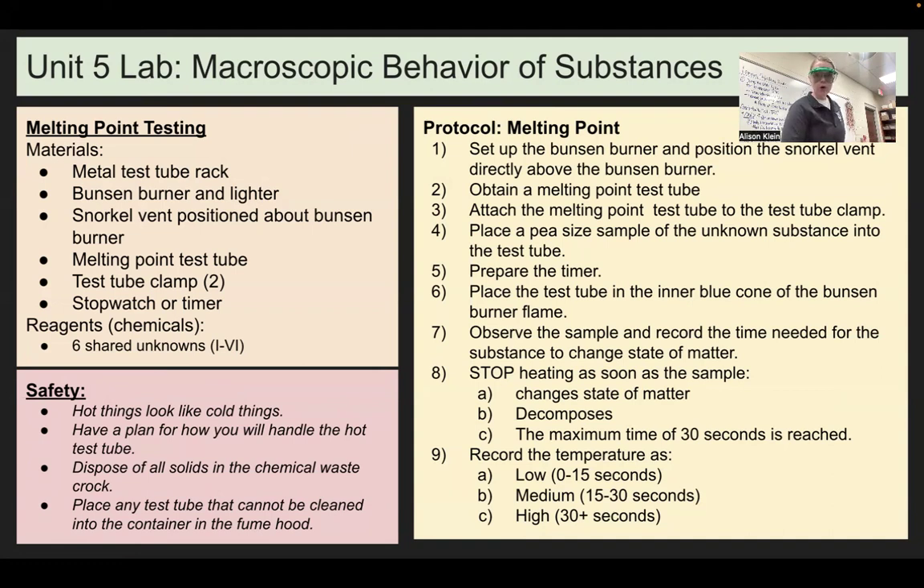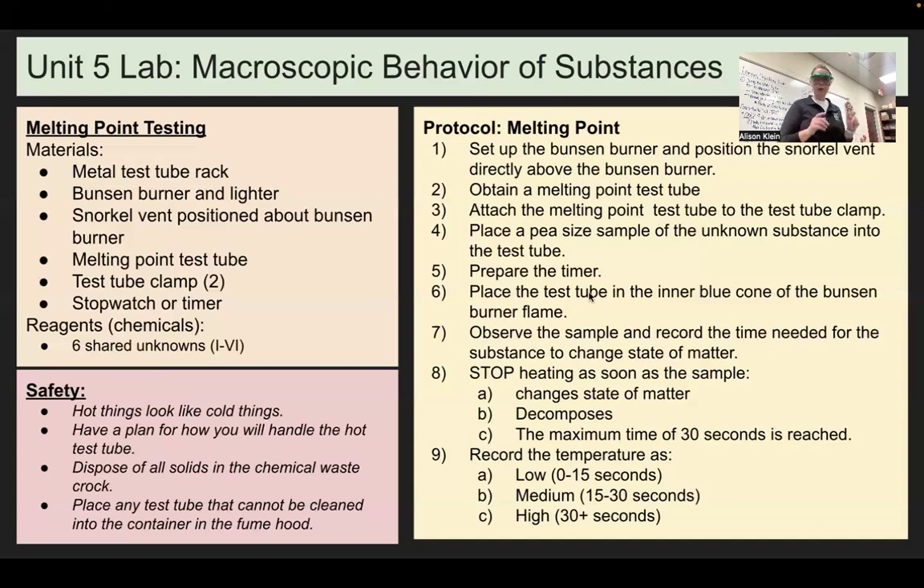All solids will go in the chemical waste crock if they have not melted. So at the end of the lab, when you're done with all 6, you will dispose of any solids on the bottom in the chemical waste crocks in the back of the room. And then finally, any test tubes that you cannot get clean will go into the container in the fume hood that is labeled melting point test tubes that are dirty. So you'll take them to the fume hood at the end of your lab and you'll put them into the test tube cleaning container, and I'll take care of them for you.